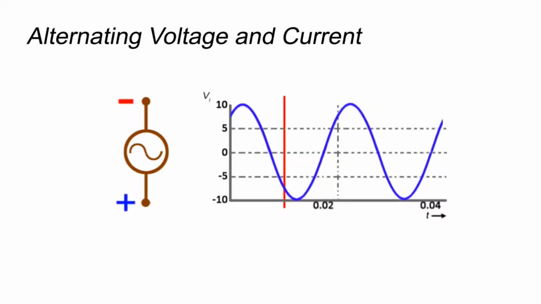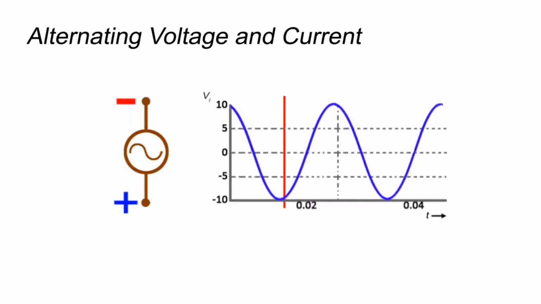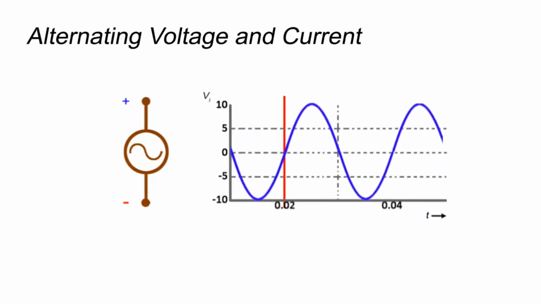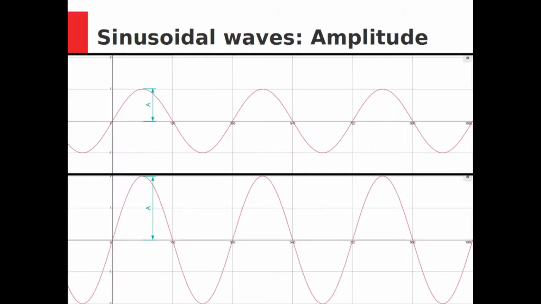As the armature rotates, it produces an alternating voltage. We call this graph a sine wave or a sinusoidal wave. A sine wave has 2 parameters that are relevant to us. One is amplitude. The amplitude of a sine wave is a measure of its height. It is measured as half the distance from the peak to the trough. In this diagram, we see that the top sine wave has an amplitude of 1 unit, while the bottom sine wave has an amplitude of 2 units.